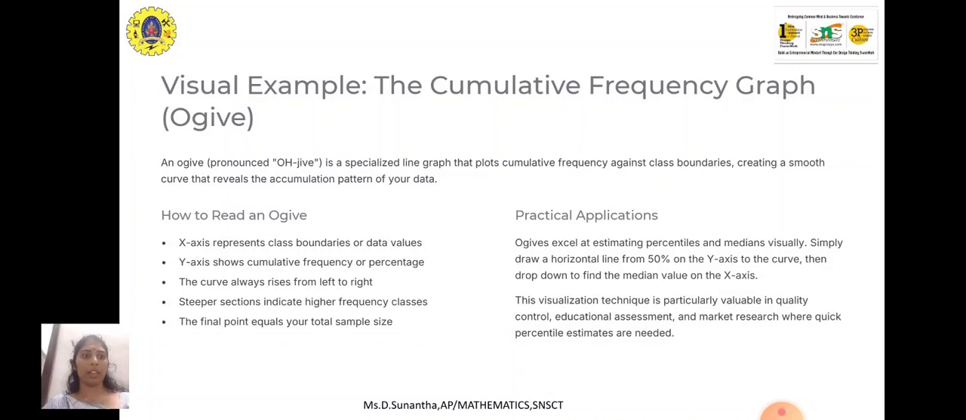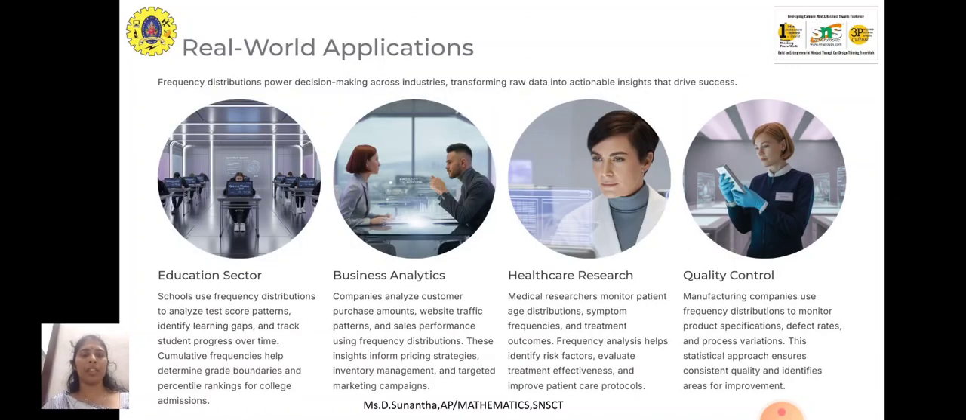So here are the practical applications. In the educational sector, schools use frequency distribution to analyze test score patterns, identifying learning gaps and tracking students' progress over time. Next, cumulative frequencies help determine grade boundaries and percentile rankings for college admissions.